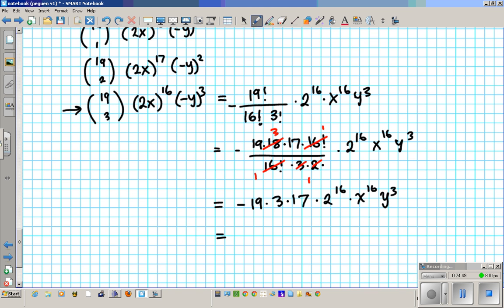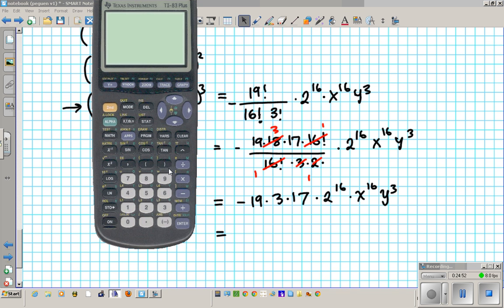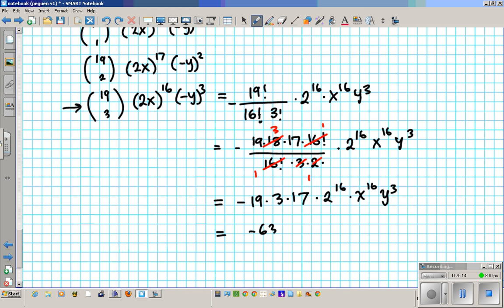So we're going to have negative 19 times 3 times 17 times 2 raised to the 16th power. Boom. 63,504,384. Okay, so let's write that down. Negative 63,504,384 x to the 16, y to the third.